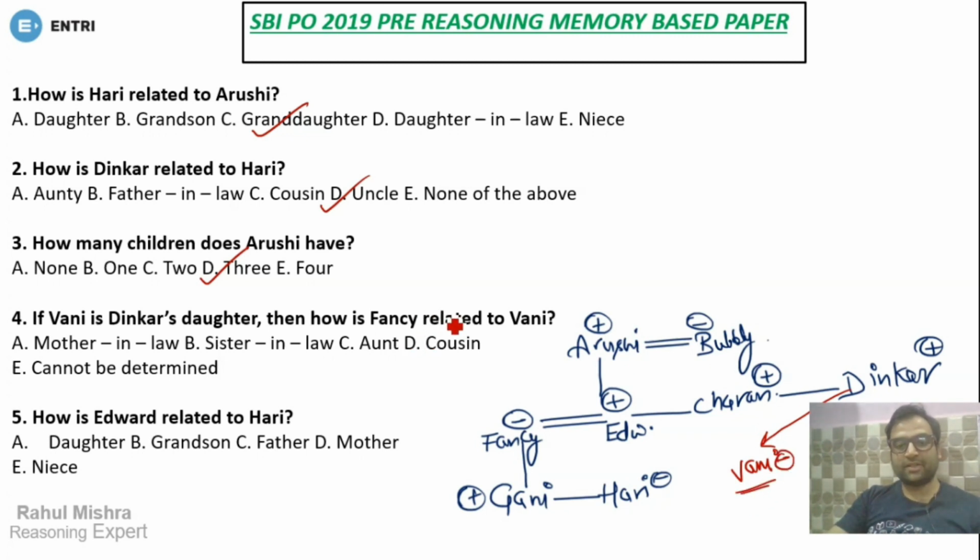Then how is Fancy related to Vani? Fancy will become aunt of Vani. Why? Because Edward is an uncle of Vani and Edward's wife is Fancy. That is why Fancy will become aunt. So option number C. Now question number 5. How is Edward related to Hari? Edward is the father of Hari. Okay, so correct answer is option number C. I hope it is clear, students.